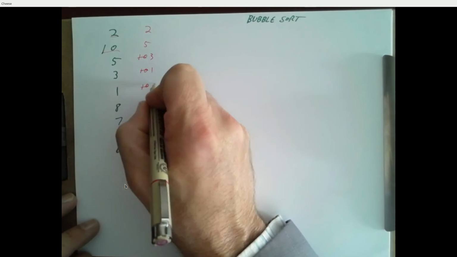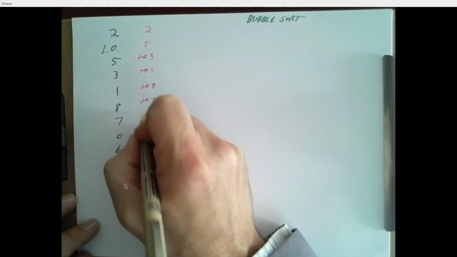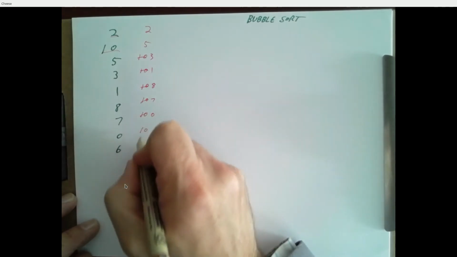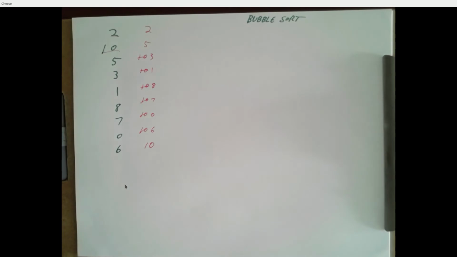10 versus 8 is in the wrong order, so that's an 8 and a 10. 10 and 7 will swap. 10 and 0 will swap. And 10 and 6 will swap. And so that's what our set of numbers looks like after one pass. And our 10 has gone down to the bottom. All right, so now we do a second pass, and we do exactly the same thing.